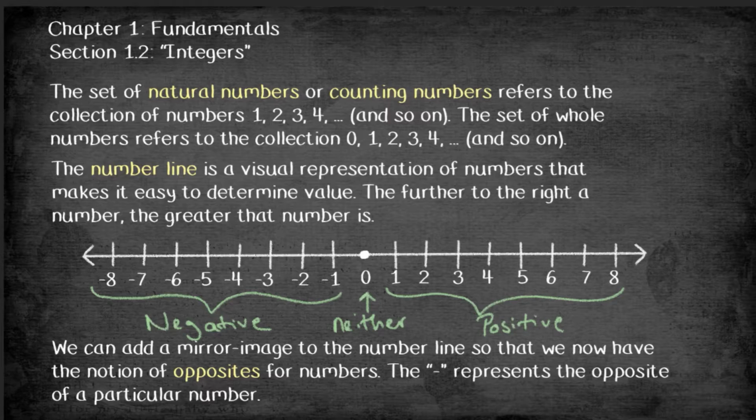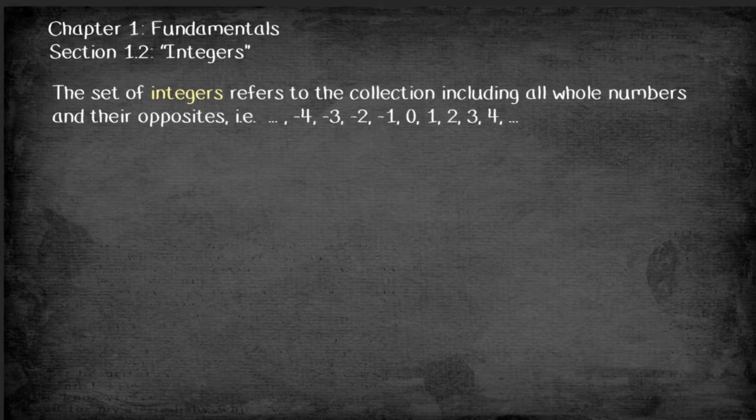So with that in mind, we're going to define the set of integers like so. The set of integers refers to the collection including all of the whole numbers and their opposites. So that would be the negative numbers, the positive numbers, and 0.